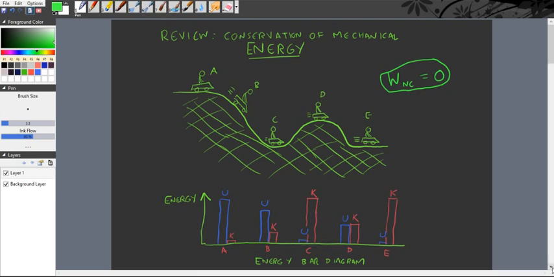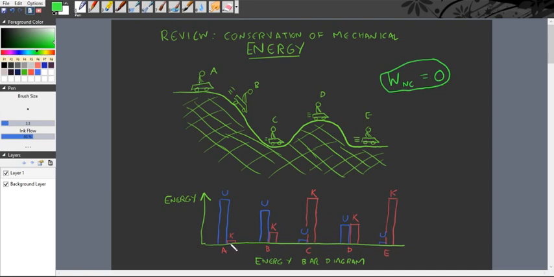In order to analyze this problem, I've constructed an energy bar diagram at the bottom. Let's go through it step by step. Look at point A. This roller coaster car is not moving at all. It's at the top of the hill. All of its mechanical energy is stored potential energy right here. You can see this entire bar is filled with U, potential energy. Kinetic energy down here is zero.